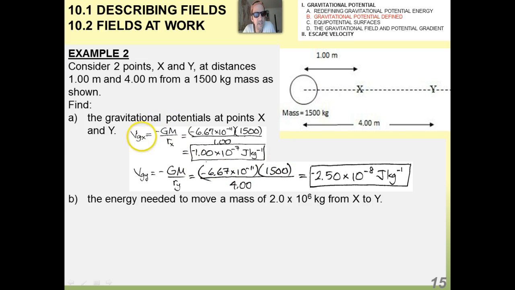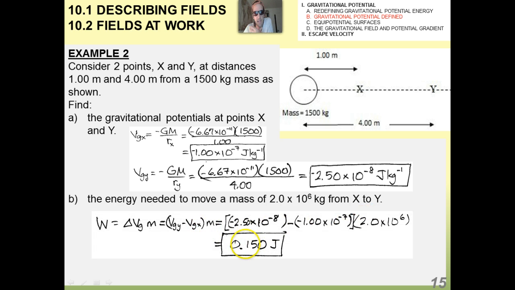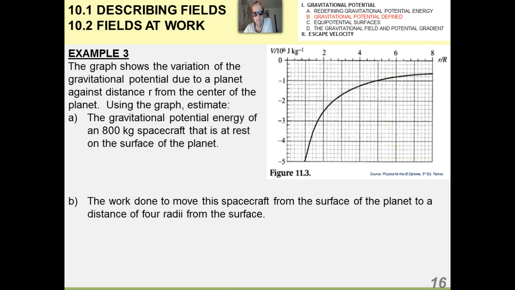Anyway, I got v sub g at x to be negative 1 times 10 to the minus 7, and I got v sub g at y to be negative 2 times 10 to the minus 8. Therefore, at y, it is less than it was at x. Interesting. The energy needed to move a mass of 2 times 10 to the 6 kilograms from x to y, I get 1.5 joules as that work. Very interesting and straightforward.